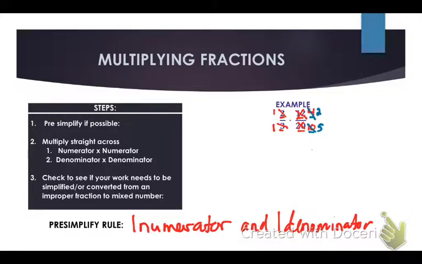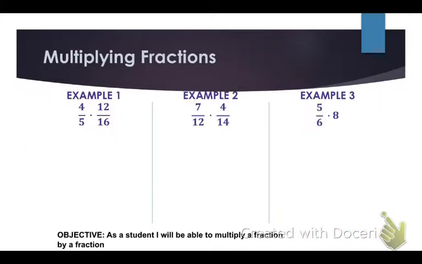So we go to step 2 now, and that is multiply straight across. So the numerator times the numerator. 1 times 2 equals 2. 1 times 5 equals 5. And we have 2/5. Now we need to check step 3. Does it need to be simplified? Well, I know this number doesn't need to be simplified because the 2 and the 5 are both prime. When you have both prime numbers, it's simplified. Okay? As long as they're not improper, it's all good. Let's move on to the next 3 examples. Okay?